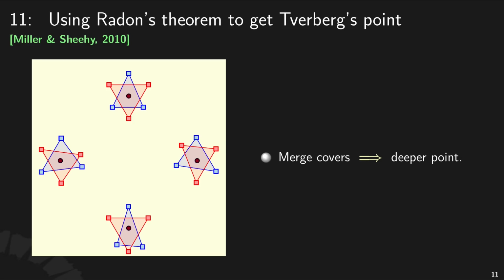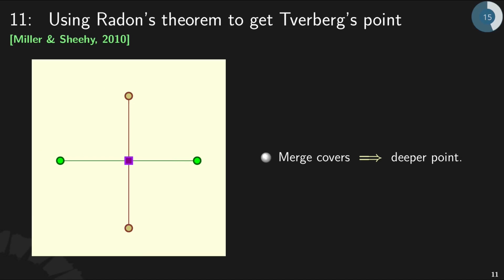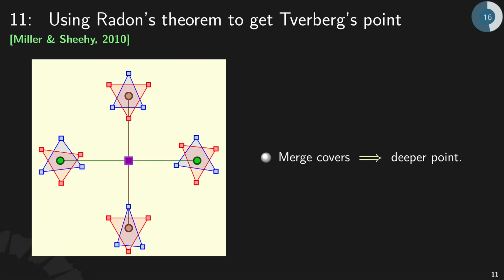So I have 4 points and I have the proof in 2 dimensions. If I take those 4 points that are being covered, then by Radon's theorem, there is a point in the intersection of the convex hulls. So now I can go back to the covers and take, for example, the blue triangle from above, or the red triangle from above, and the red triangle from the bottom, and combine them to get a red set whose convex hull covers the purple point.